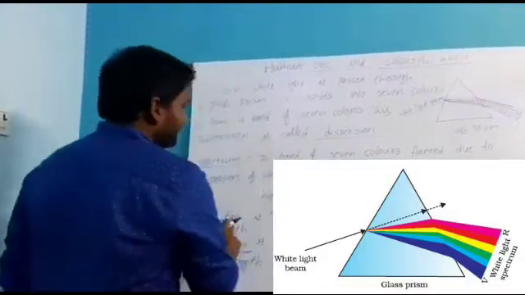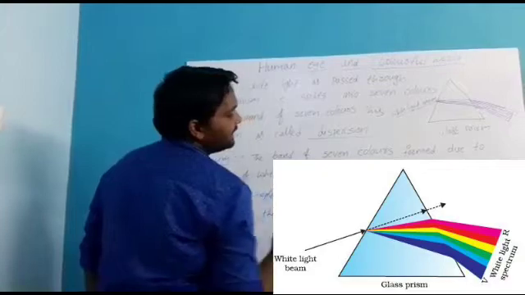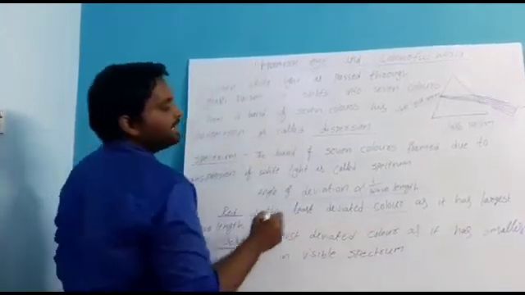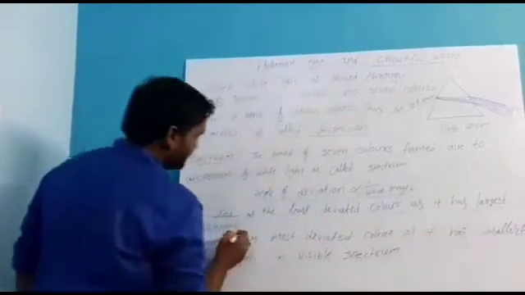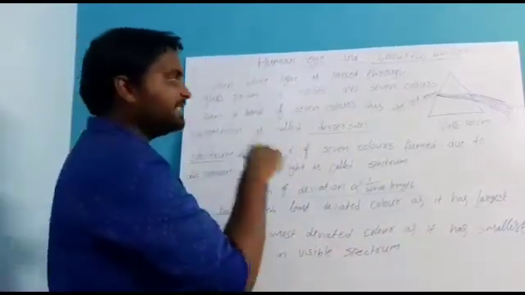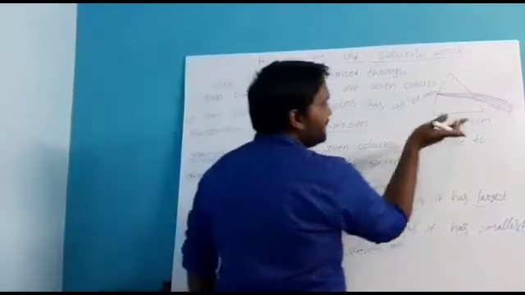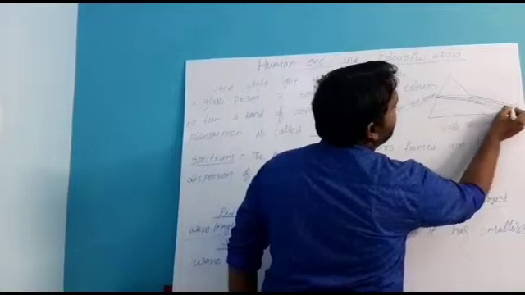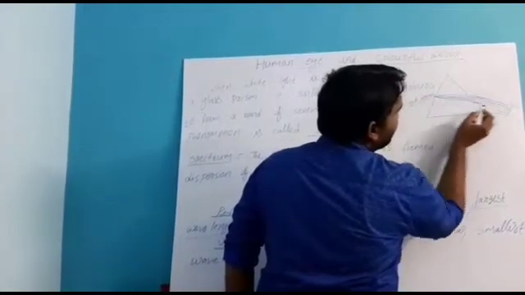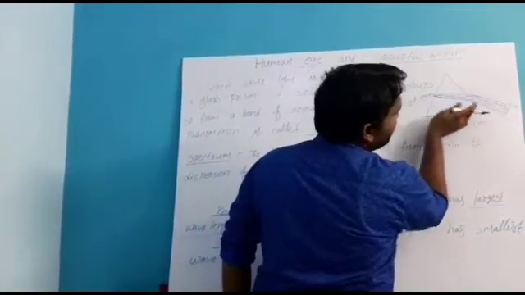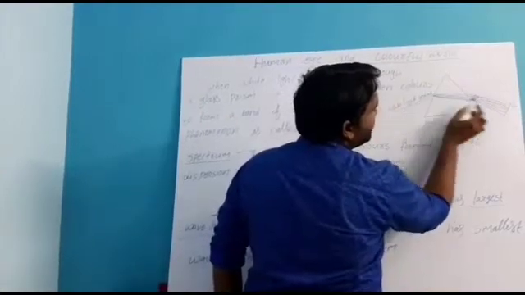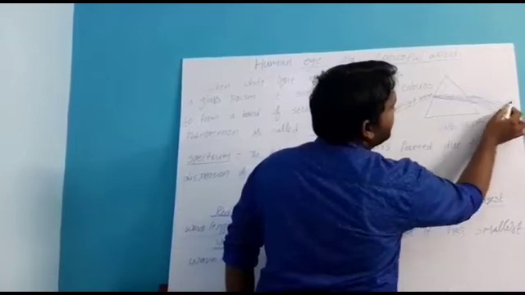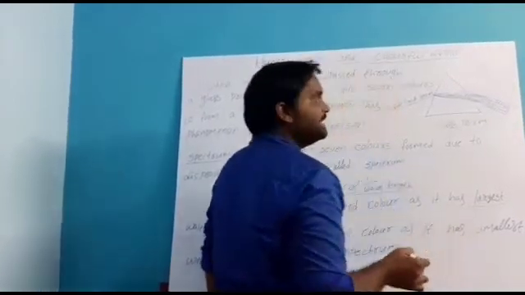For example, here red is the least deviated color. Why is it the least deviated? Because it has the largest wavelength. That's why it deviates very slightly. See here, this is the red color wavelength, which is why it is very little deviated. If you observe violet color, it is deviated more. But if you observe red color, it is deviated very slightly, because red color has the largest wavelength.